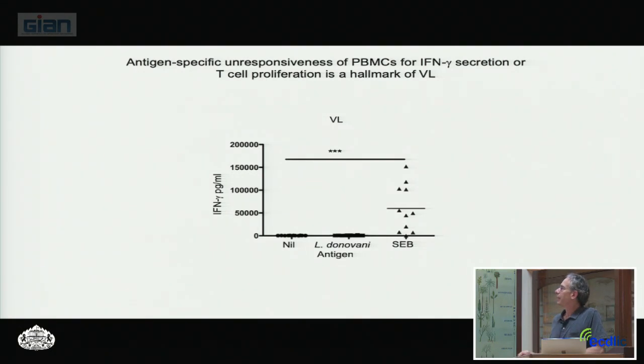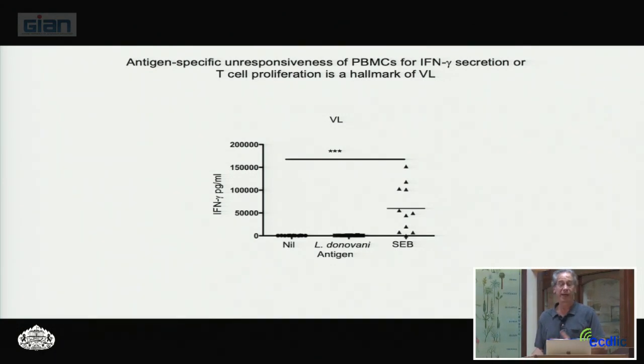Human disease in India and elsewhere for years had been associated with antigen-specific unresponsiveness of PBMCs for gamma secretion or T-cell proliferation. That was thought to be a hallmark of visceral disease. You have to keep in mind that when you do human immunology studies, you can't get a lot of, or any, lesional tissue. The analyses are confined to peripheral blood.